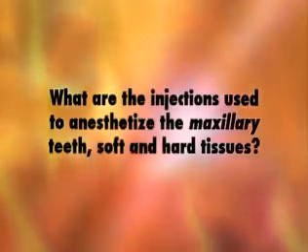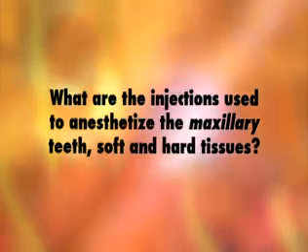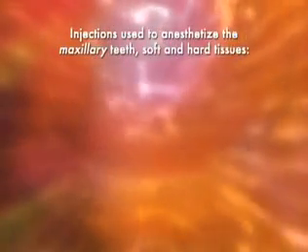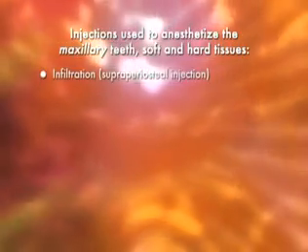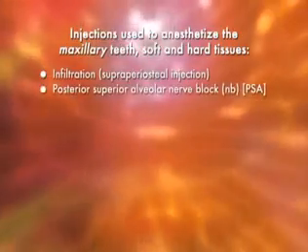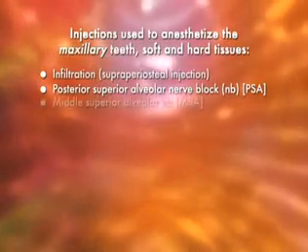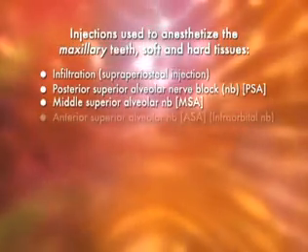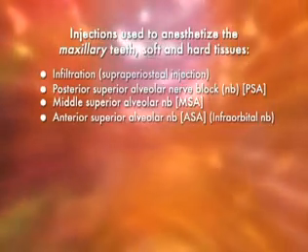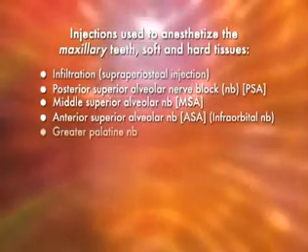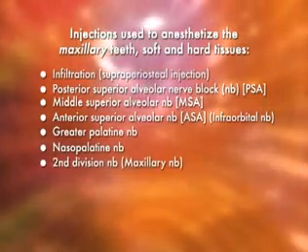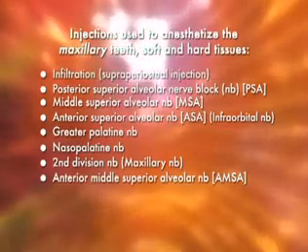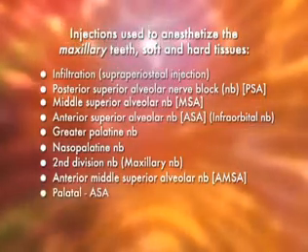What are the injections used to anesthetize the maxillary teeth, soft and hard tissues? We will now discuss the following injections which provide anesthesia to the maxillary teeth, their supporting hard and soft structures. Infiltration or supraperiosteal injection, posterior superior alveolar nerve block, middle superior alveolar nerve block, anterior superior alveolar nerve block, also known as the infraorbital injection, greater palatine nerve block, nasopalatine nerve block, the second division nerve block, the anterior middle superior alveolar nerve block, and the palatal approach to the ASA.